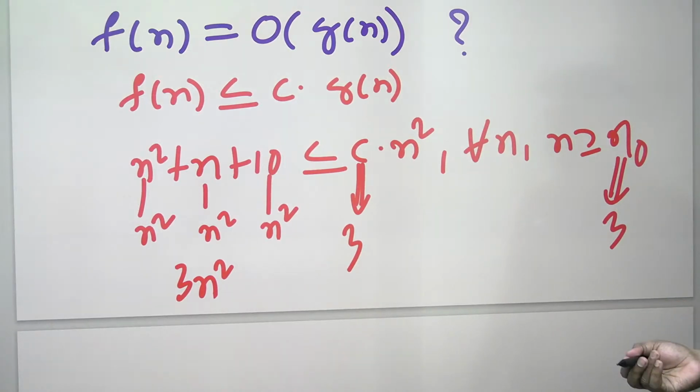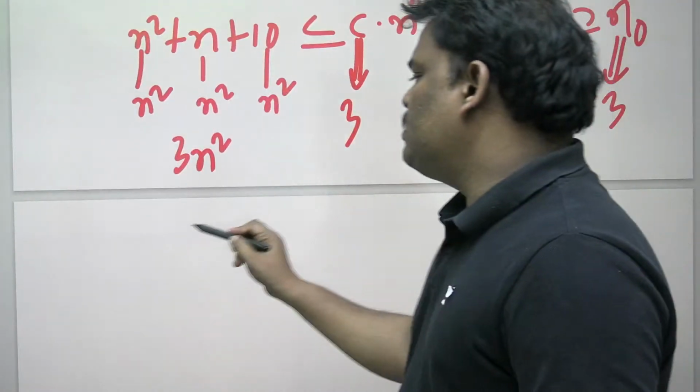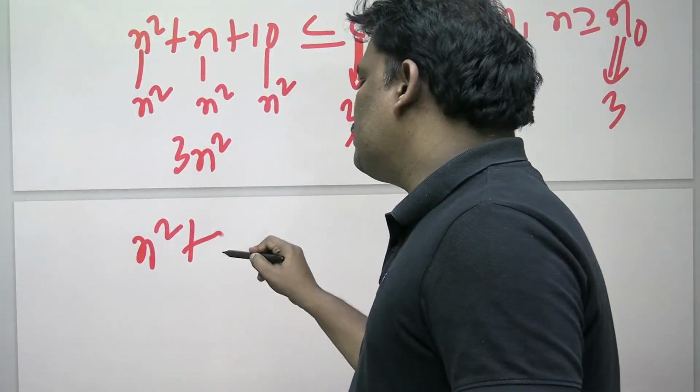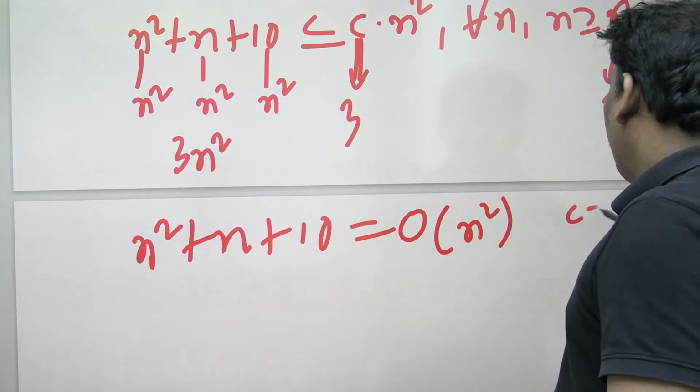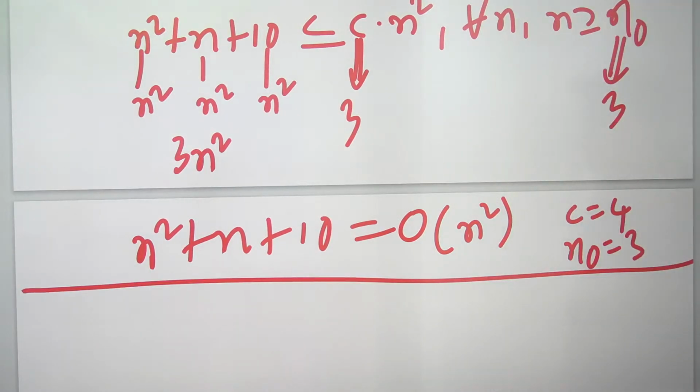I am able to find the c value. I am able to find n0. I can simply say that n square plus n plus 10 is big O of n square is true. Condition satisfied. Please check, those people who are watching. Can you verify?